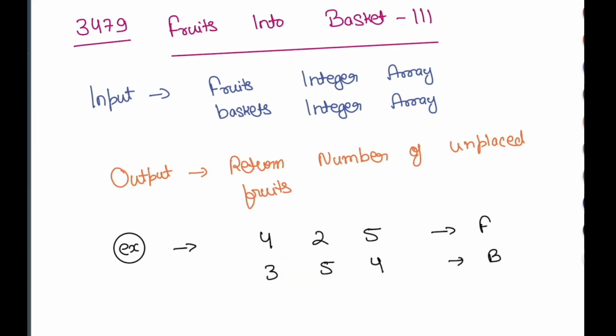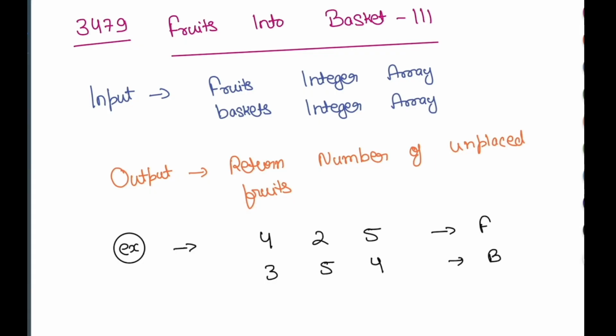Now if you want to find out the output for this particular input, you need to find out the number of unplaced fruits. Basically, if you can place these 4 fruits into a basket, then it is placed. But if you cannot place these 4 fruits into any of the baskets, then this is unplaced. You don't need to count this as 4, you just need to count it as 1. That is, if you are able to place all the 3 fruits in different baskets, then the number of unplaced fruits is going to be 0.